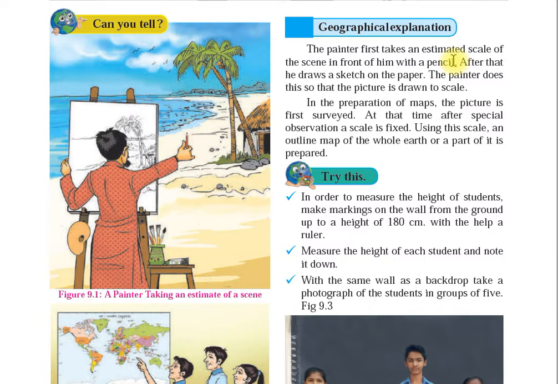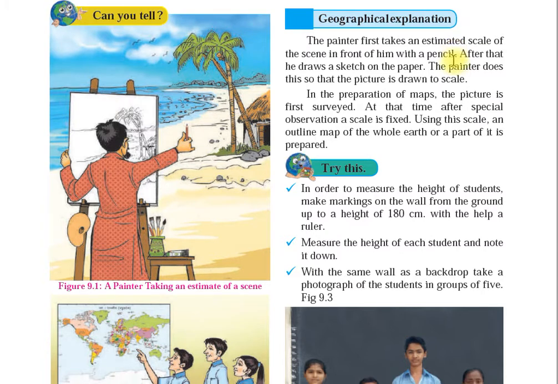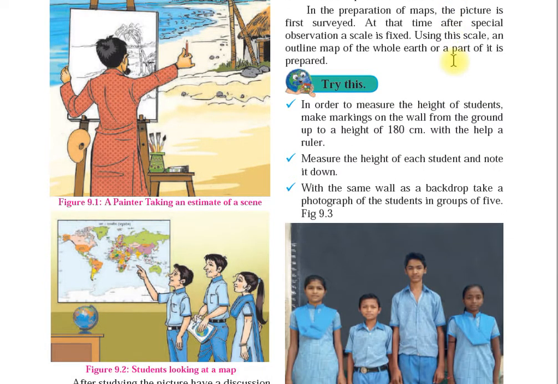In the preparation of maps, the area is first surveyed. When you are making maps, it is not possible to do large maps directly, so first we do a study, we do a survey. At that time, after special observation, the scale is fixed. Using this scale, an outline map of the whole earth or a part of it is prepared. So listen to this, students: using these scales, an outline map of the whole earth or a part of it is prepared. On an outline map, just a part of a map can be prepared.